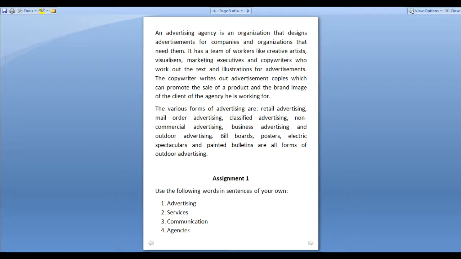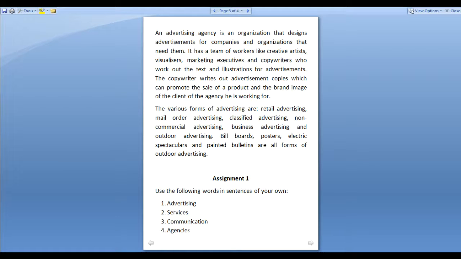You don't pay for them. They will have the outdoor advertising like your billboards, your posters, electric spectaculars, like those ones that you see that have something like a television set in the form of a big board. They keep changing pictures and motions. The painted bulletins are all forms of outdoor advertising.